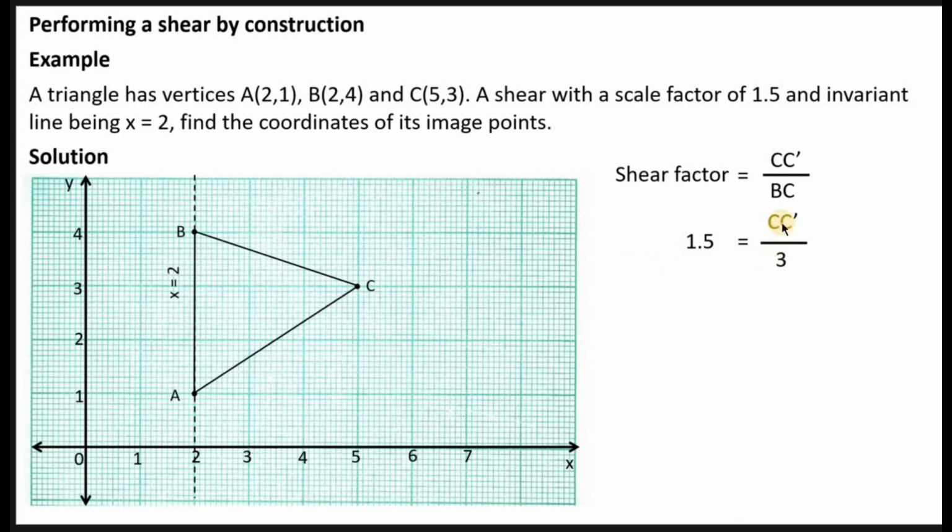Then we can make C prime the subject of the formula. You know that. So C prime is equal to 1.5 times 3, which is going to be 4.5. This will simply mean that this is going to be moved from here, from the object point, parallel to the invariant line in that direction. Since this is positive, it will go upwards. How many times is it going to be moved? 4.5. You see that I don't have space here to plot this 4.5, so I'm going to increase the space here like that.